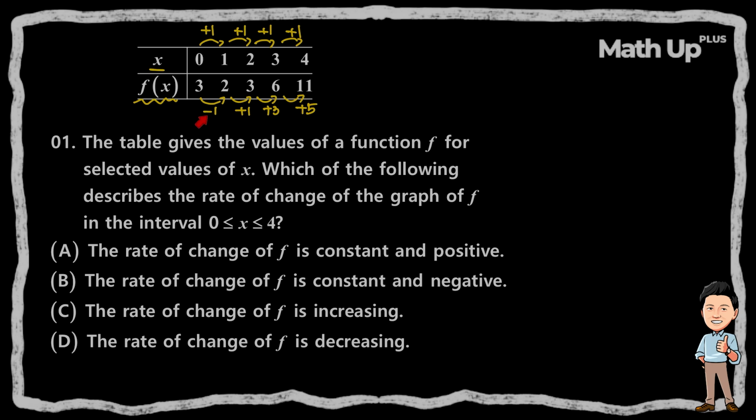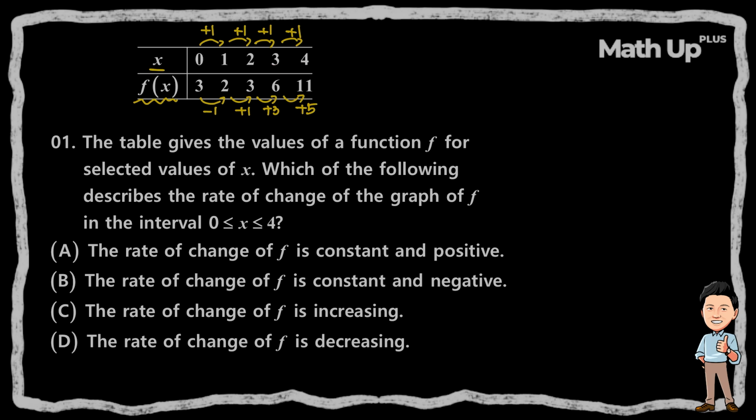For example, -1 is the average rate of change of f on this interval. 1 is the average rate of change of f on this interval. 3 is the average rate of change in this interval. 5, average rate of change in this interval, right?